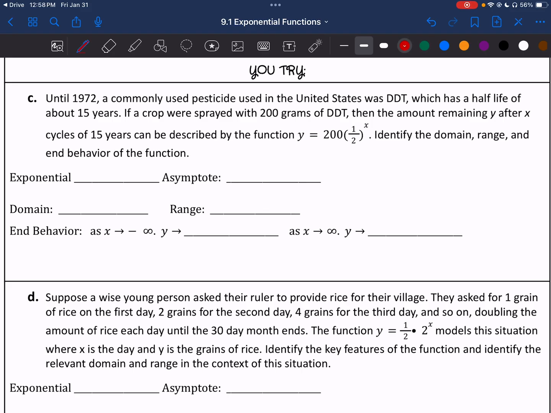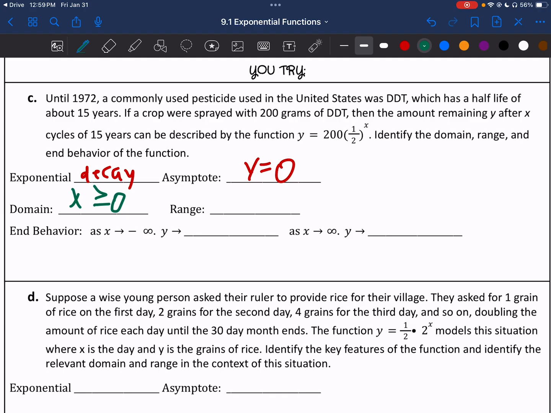So first of all, we're talking about things decreasing or decaying, so that's exponential decay. And our asymptote still is y equals 0, a horizontal line at 0. Our domain: time cannot be negative, so our x values have to be greater than or equal to 0. We can't go backwards, because that would be before the spray was applied. That doesn't make sense. So it's going to be greater than or equal to 0.